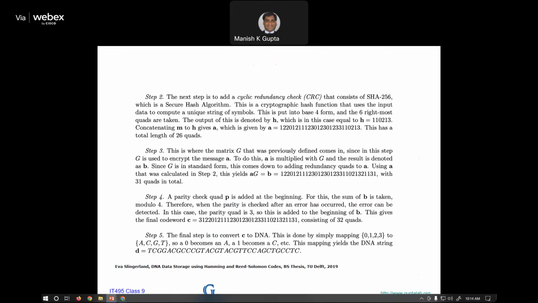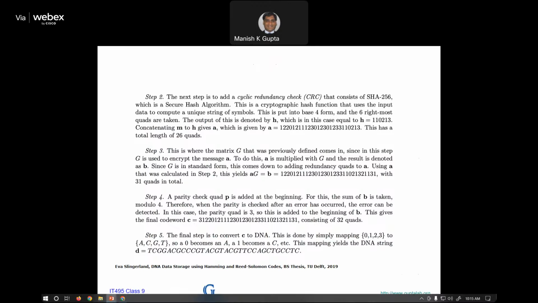Then, again taken from the thesis, they use, I don't know how many of you know about the secure hash algorithm, SHA. Have you done a course on cryptography? Not yet? Okay, that's a good thing. You can see what SHA is, the secure hash algorithm.